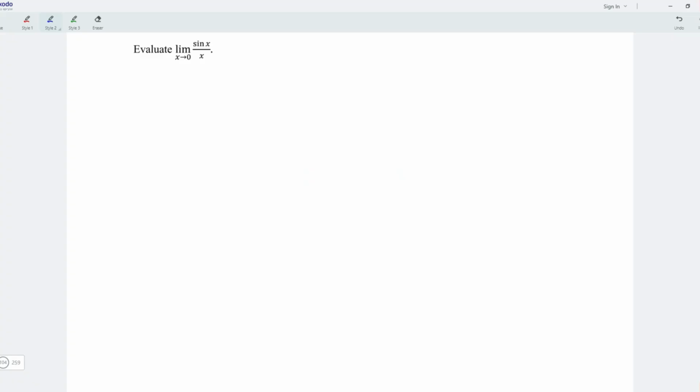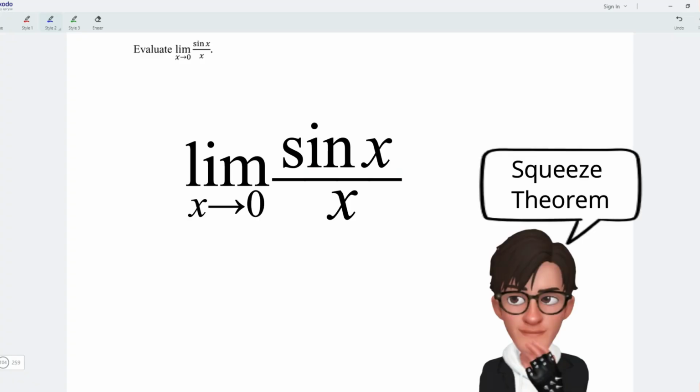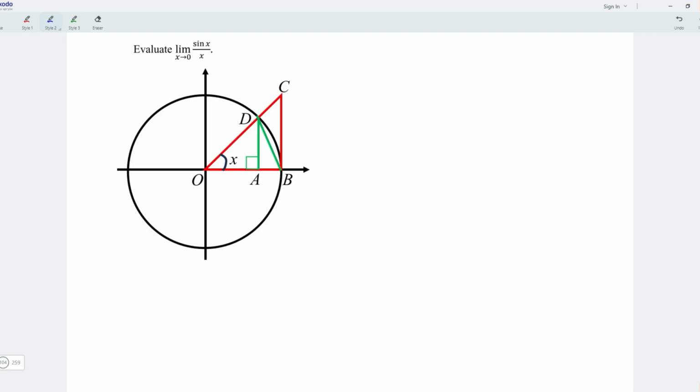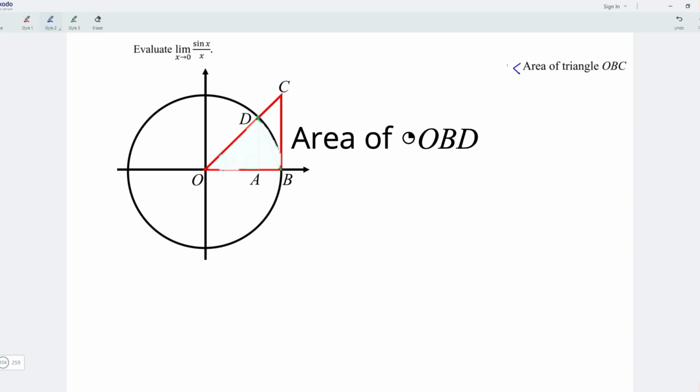Today, we'd like to share how to evaluate this limit by using the squeeze theorem. Consider this unit circle with a few triangles on it. From here, we should be able to notice that the area of the triangle OBC is greater than the area of the sector OBD and is greater than the area of the triangle OBD.